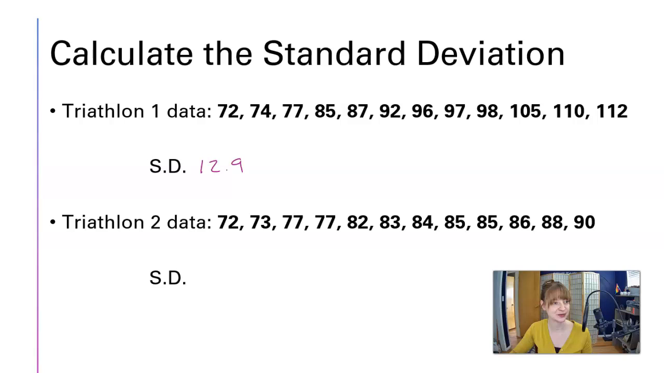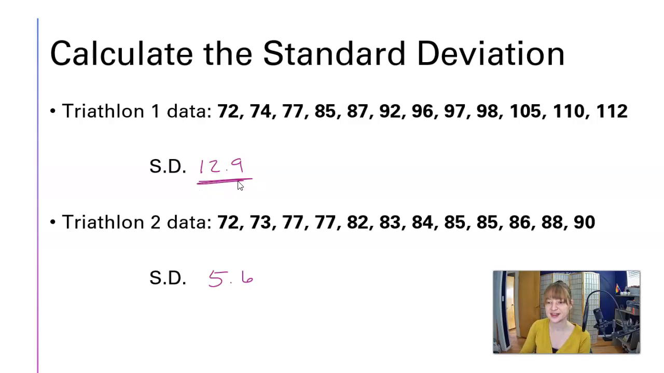All right, how about this second one? What do we get here? 72, 73, 77, 82, 83, 84, 85. Notice that this data set has repeat numbers, 77 twice, 85 twice. That's totally valid. You can have the same data point more than once. So let's see. My standard deviation on this one is 5.6 if I round it.